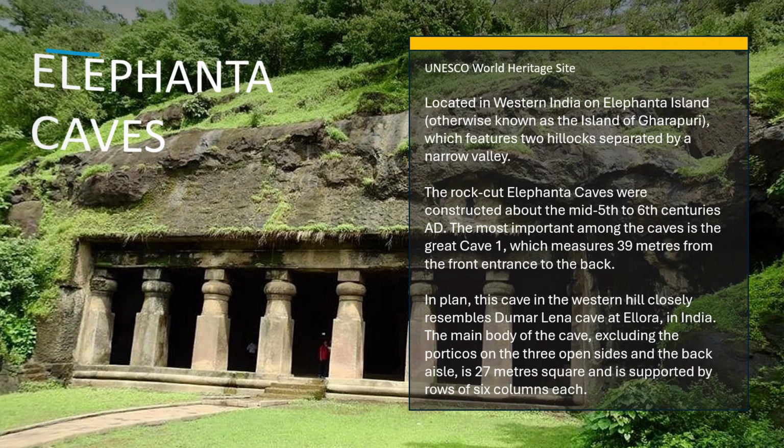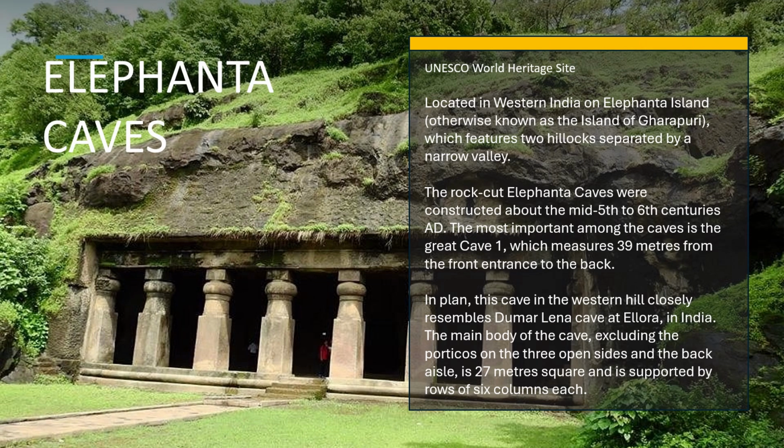So now talking about our next monument, which is Elephanta Caves. The Elephanta Caves are situated near Mumbai. It is an island east of Mumbai. It is also known as a UNESCO World Heritage Site, and it was built in 600 to 1000 AD.